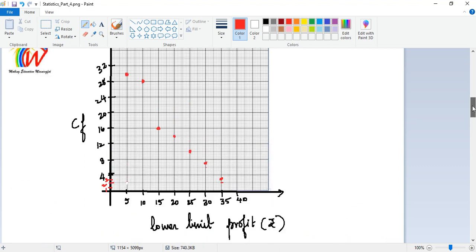So now you will not use your scale. You will just use your free hand to join this. So that's how it will be. You just draw the graph like this. Okay, so that's your ogive graph.